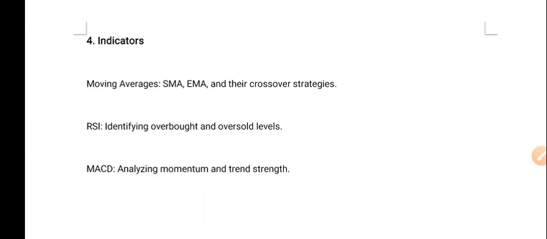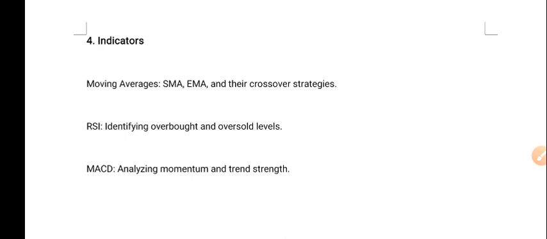For the indicators, we have the moving average, the RSI, and the MACD. The moving averages are the SMA, the EMA, and their crossover strategy. You can go learn them on YouTube if you are interested in them. But I don't think you need them, because through looking at the charts, through the technical analysis that I showed, you already know how to identify trend.